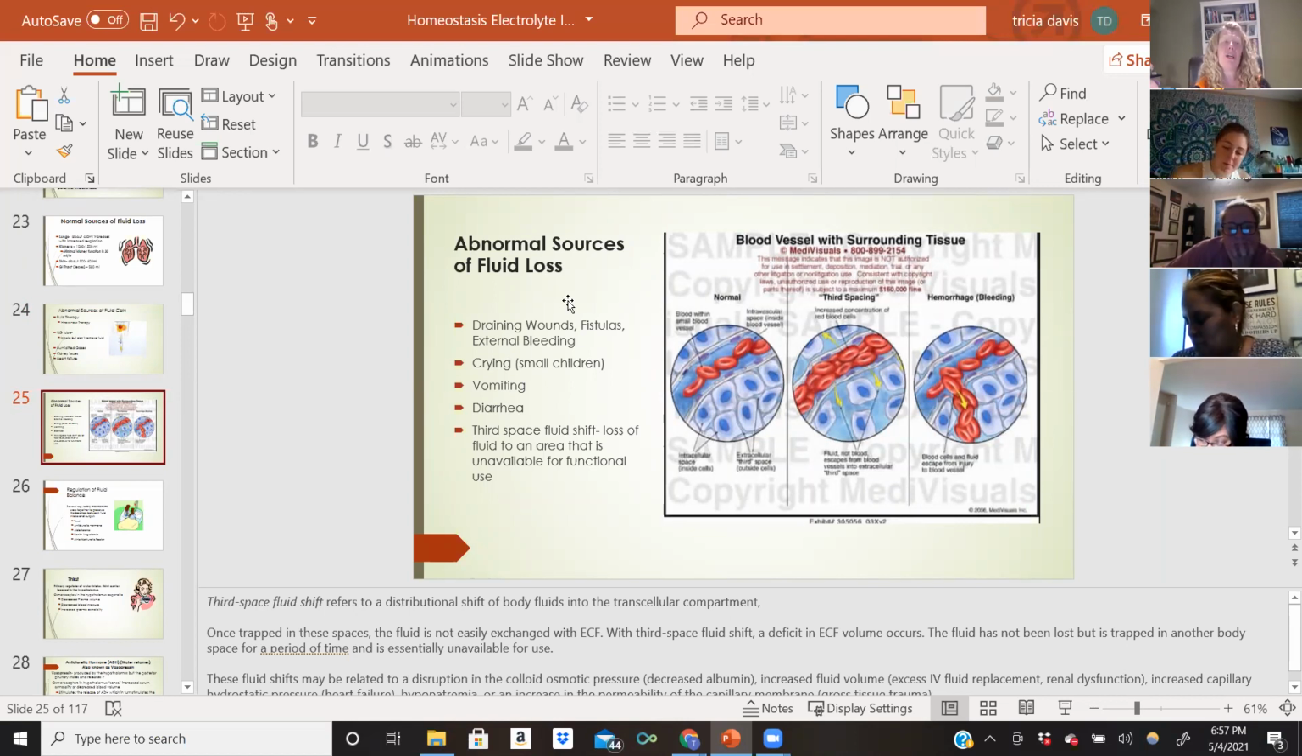And then I talked a couple slides back about that third space fluid shift. So this is loss of fluid to an area that is what we call unavailable for functional use. So that's the interstitial area.